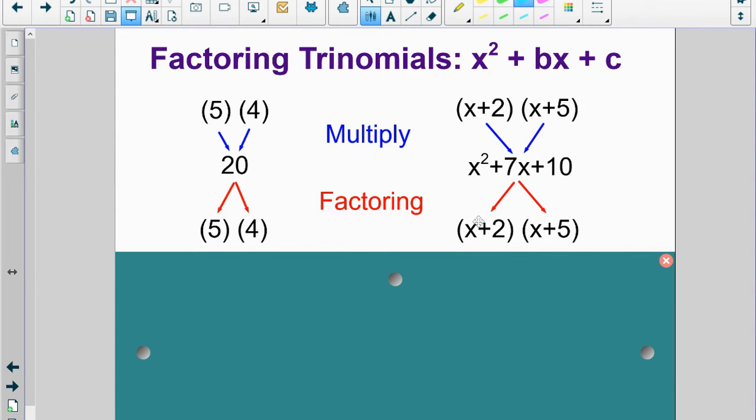And that's going to be the result of multiplying two binomials together. Notice we have addition, or it could be subtraction, in each one of the parentheses. That's important because that's what we're going to try to do today. We're going to start with a trinomial. We're going to try to figure out what these two binomials are.